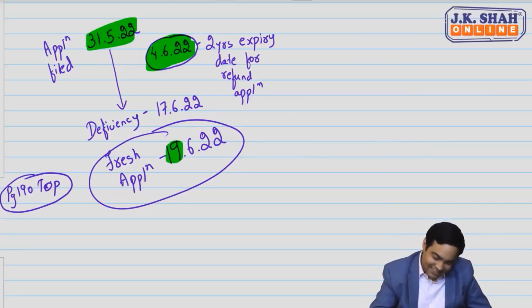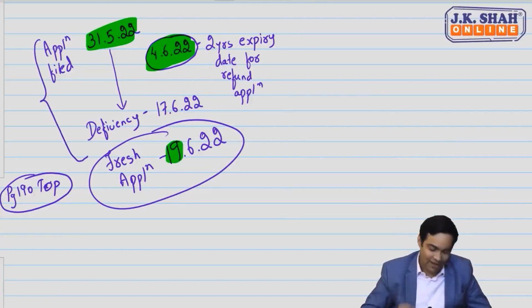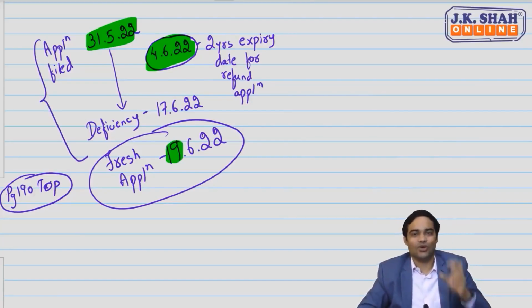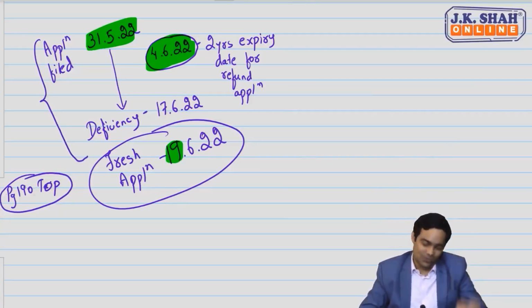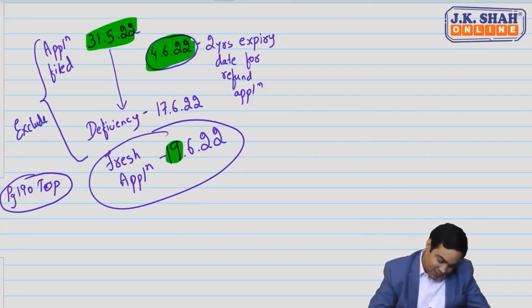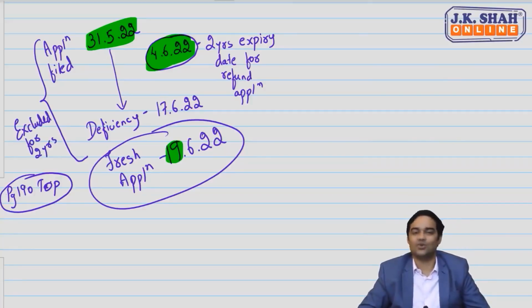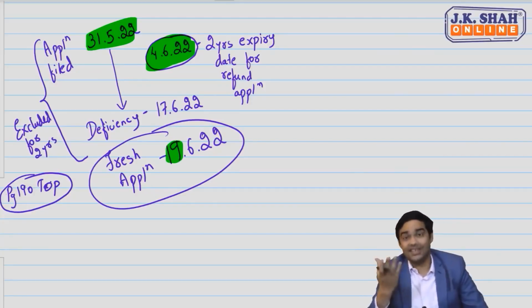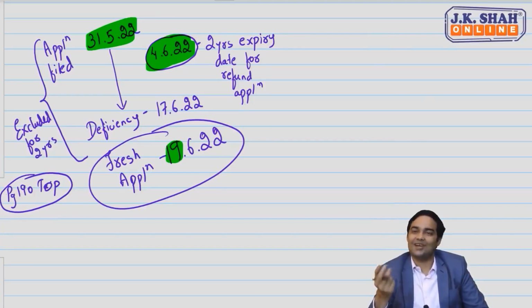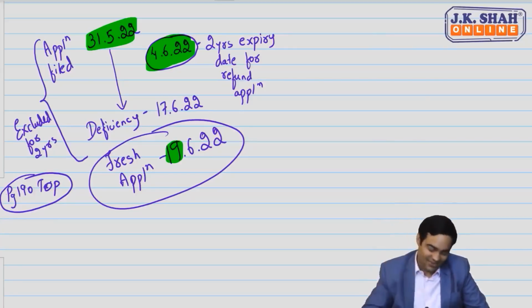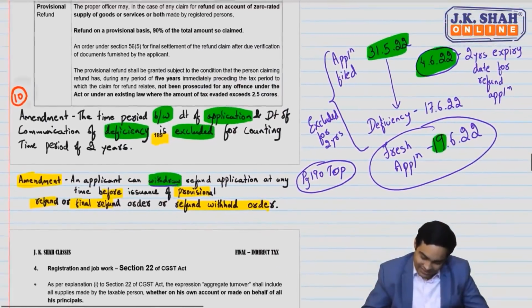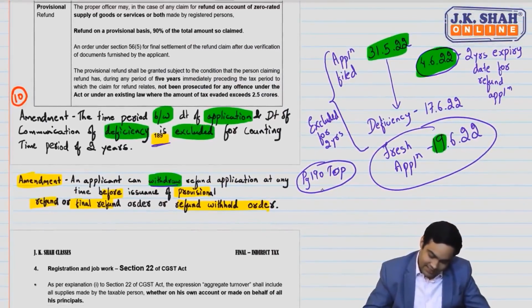Now what is the clarification? The time from the filing of application till submission of deficiency memo or communication of deficiency memo will be excluded. So this time period will be excluded for 2 years counting, from 31st May till 17 June. Is it a good amendment? A very good amendment for the trade. Otherwise, in borderline cases, just because there is one deficiency, I would lose the refund application time limit. Clear? Okay. I'll again show you this. You can copy these two on page 189 and 190.